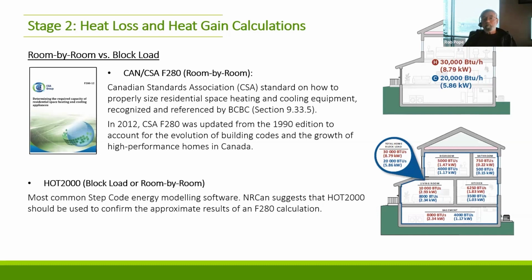However, the results between doing a HOT2000 energy model of the whole building, and the results from simultaneously and in parallel doing the CSA F280 heat loss load calculations should have at the end a very similar result. You should be within 10% or less. And it's a good way to verify. You can't use HOT2000 to design your system, but what you can use it for is to look at the load calculations and see if they're close enough. And if they are, then it's all good.